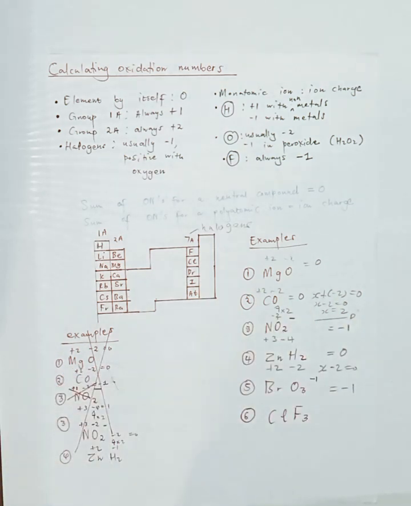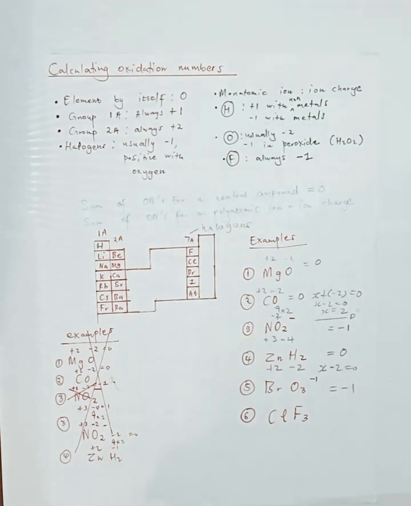So the statement for Br says it's usually -1, but it's positive with oxygen, because it's a halogen. All halogens are usually -1, but they're positive with oxygen. And look at this. It's paired up with oxygen, right? So Br is definitely going to be positive, all right? And then O is usually -2, but it's -1 in peroxide.